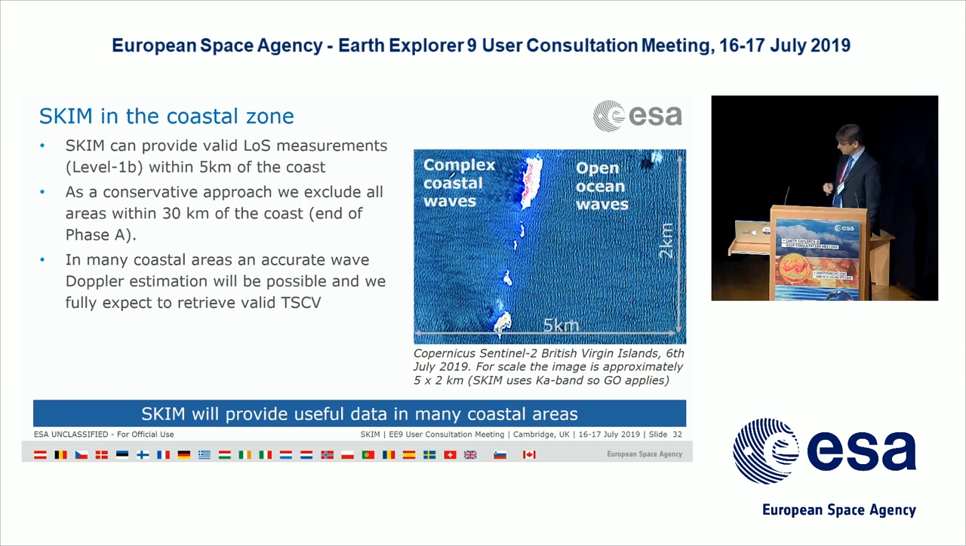But in order to produce the level 2B velocities and level 2Cs, what we've done to make it simple at this phase A stage, we use a conservative approach that's just flagging everything which is less than 30 kilometers from the coast. We know that in the future we can do better. And there's a lot of areas where the total surface current velocity can be retrieved close to the coast.